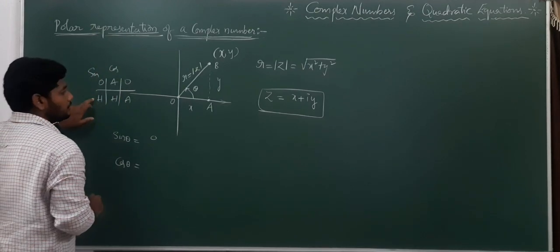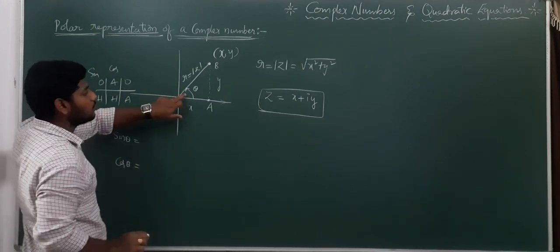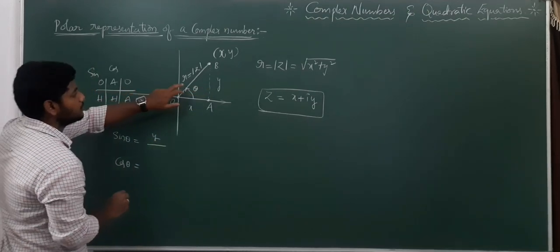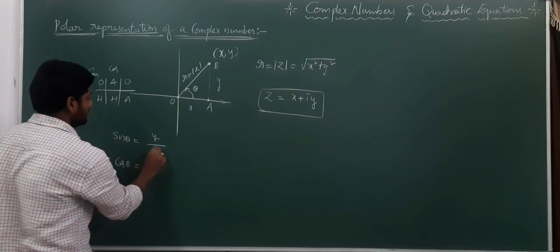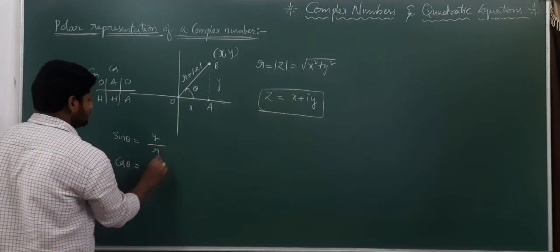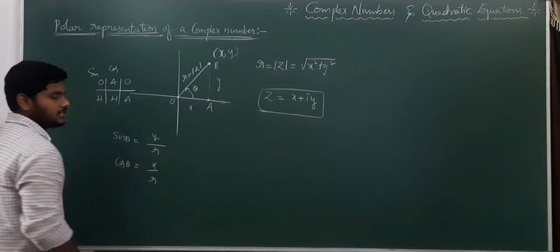Sin means opposite by hypotenuse. For that theta, what is opposite? Opposite is y, divided by hypotenuse. What is the hypotenuse? Either r or z. Here, I will consider it as r. Next, cos theta is adjacent by hypotenuse. Adjacent is x, divided by hypotenuse r.